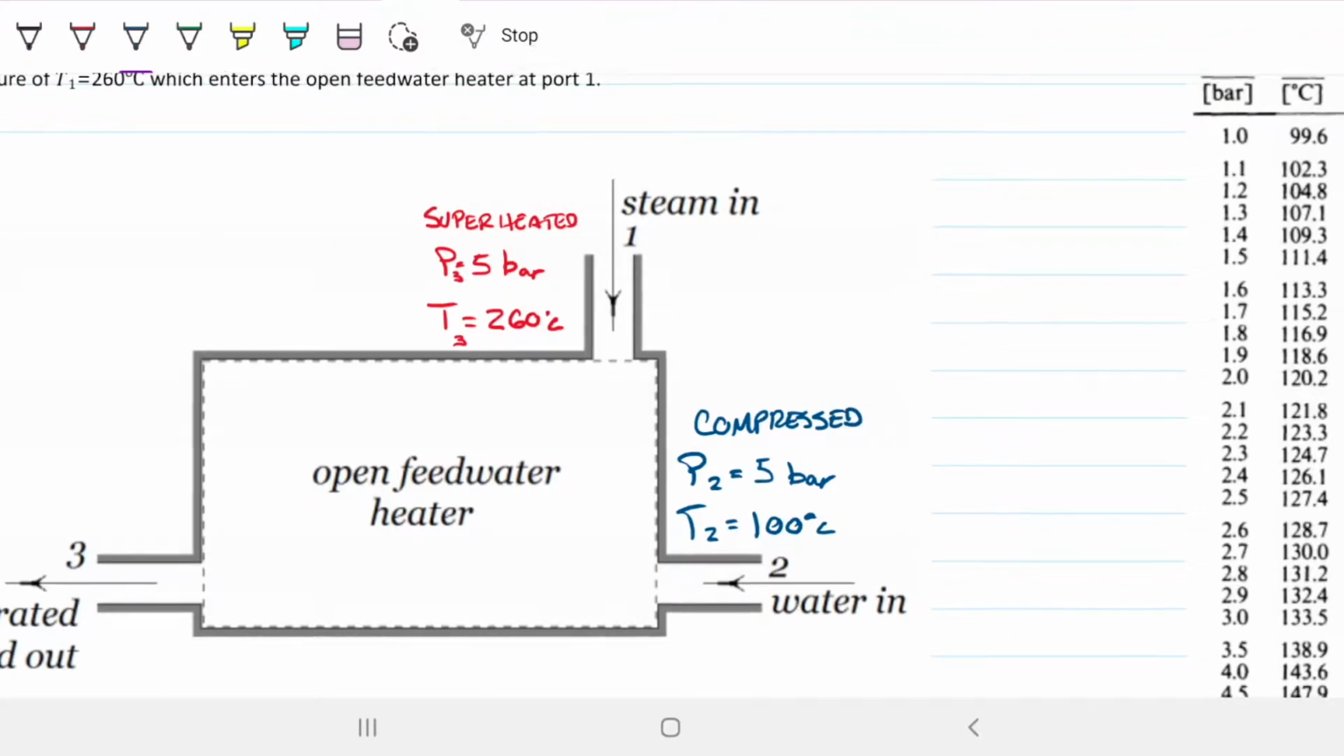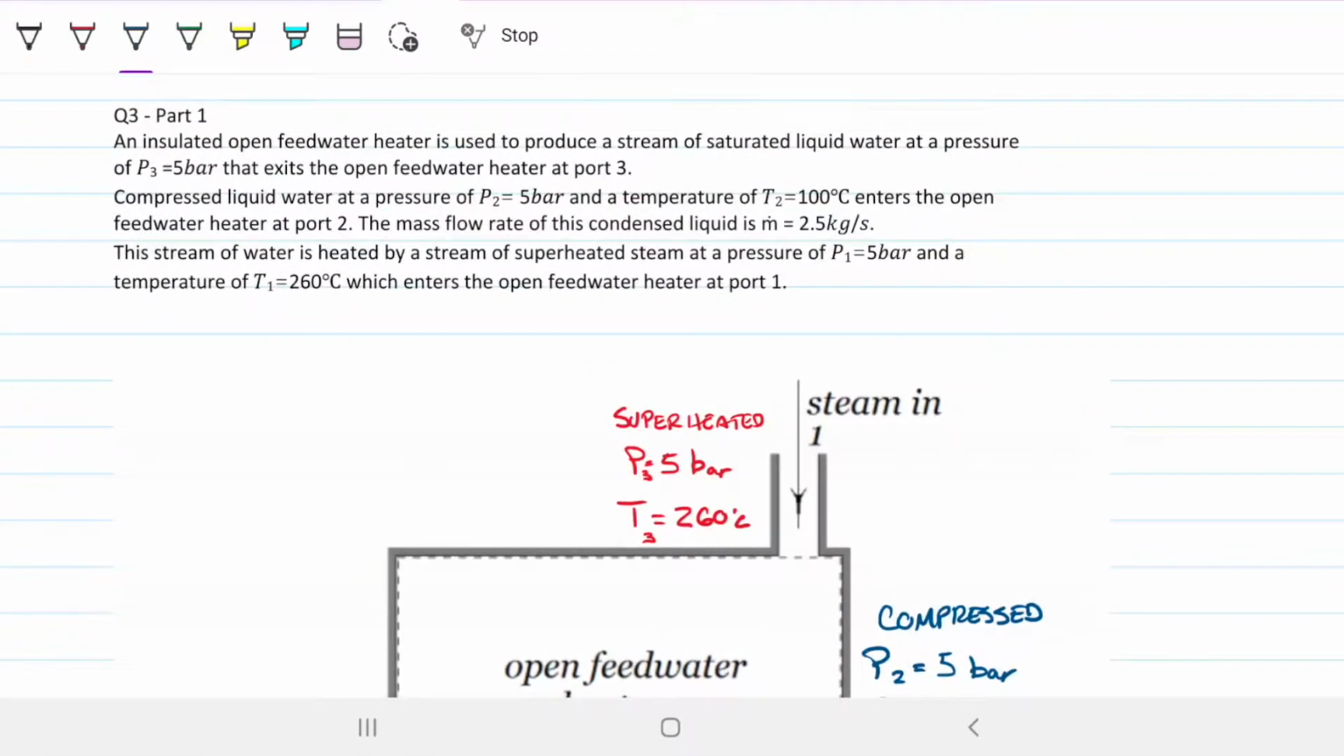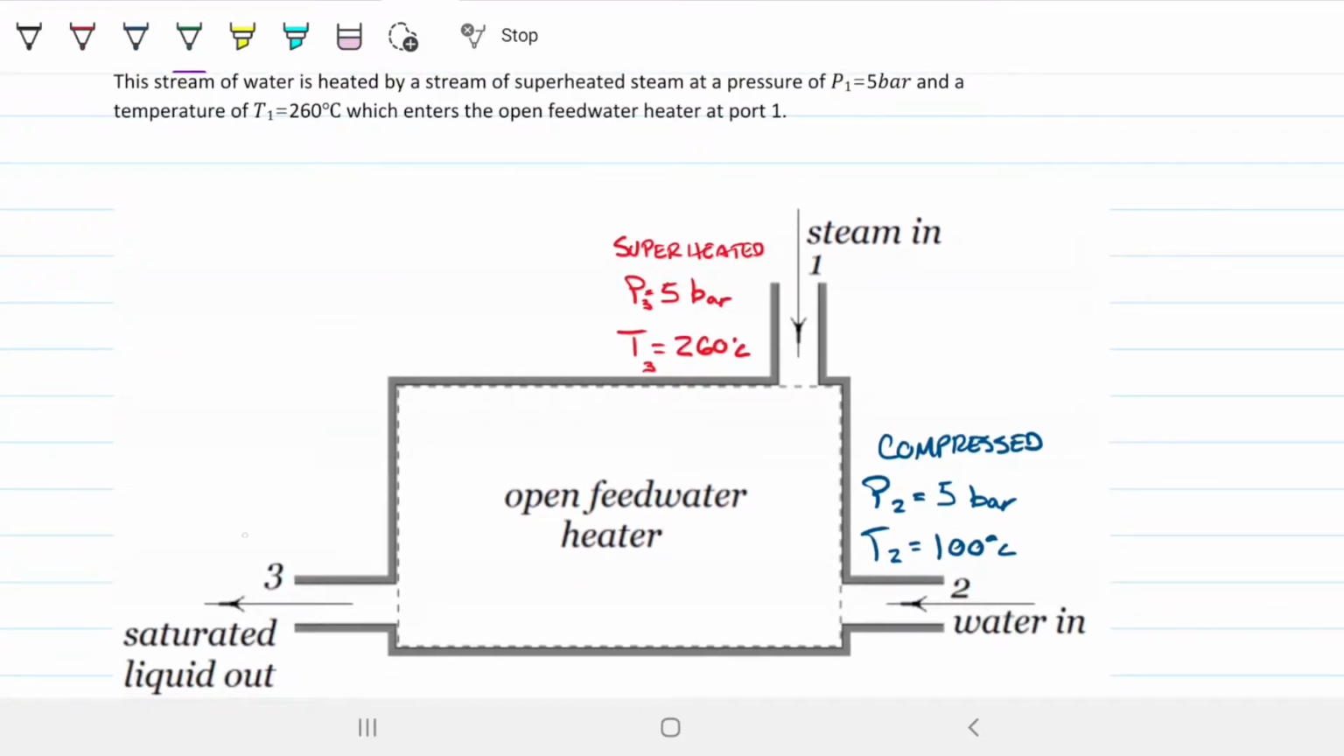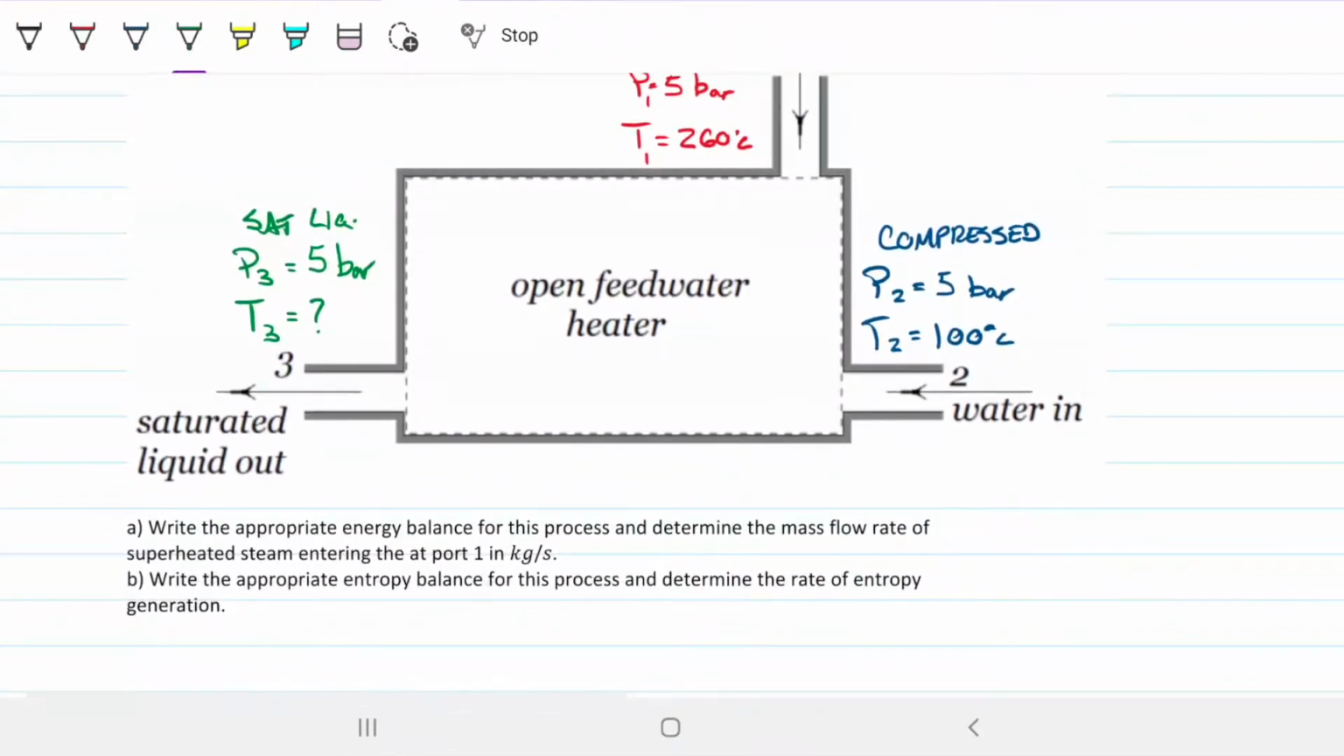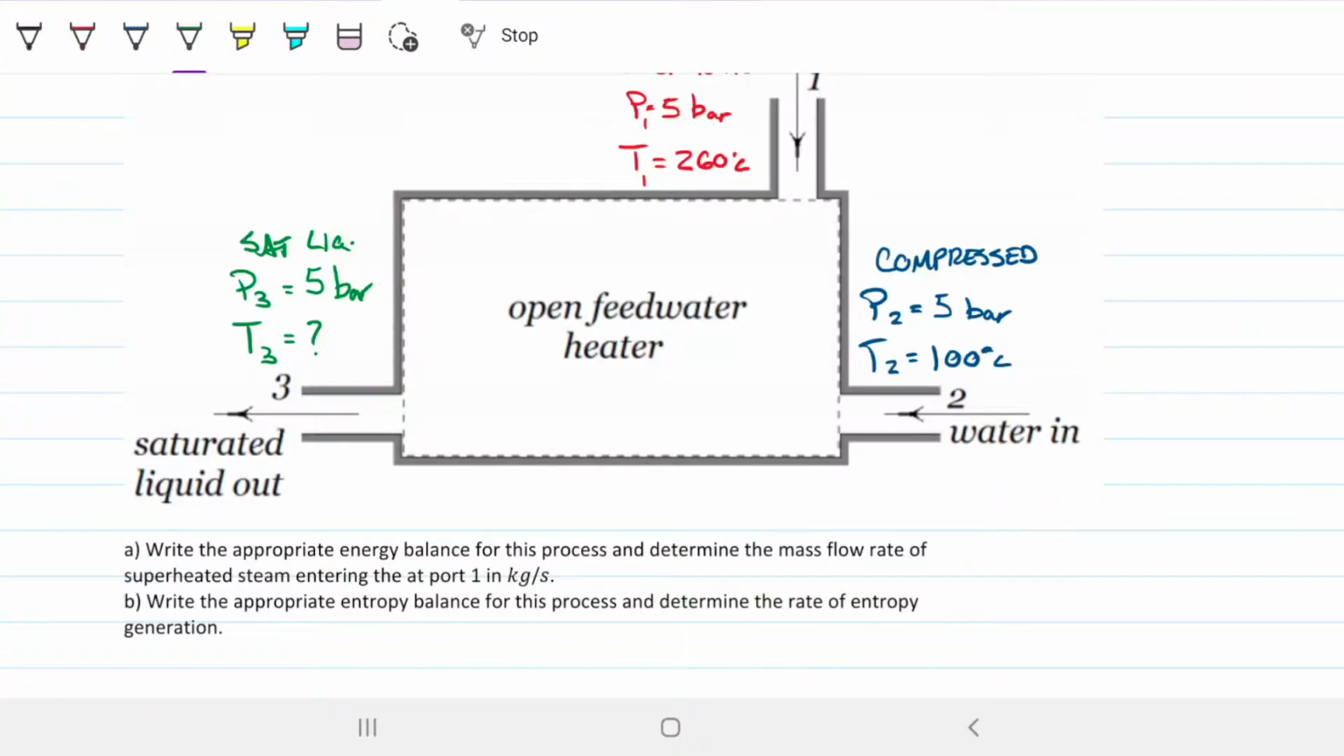It didn't need to tell us that. We could find that for ourselves, but extra information. And then these two streams combine inside the open feed water heater, and then they exit at 5 bar as a saturated liquid. So over here, this is not T3, this is T1, pressure 1. This is T3, pressure 3. We don't know T3. We know this is 5 bar, and we also know this is saturated liquid, as is said down here.